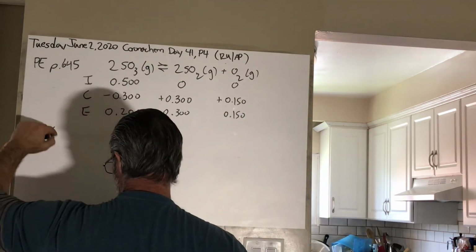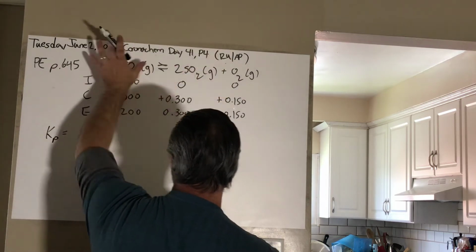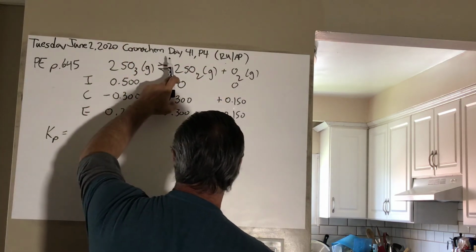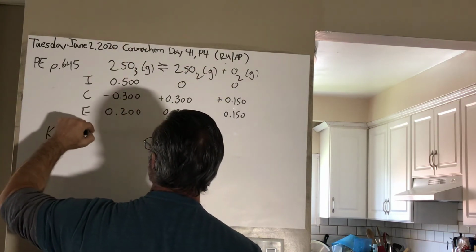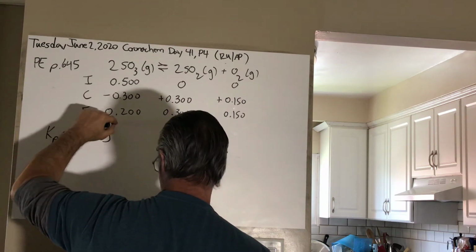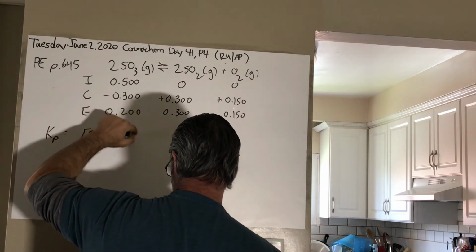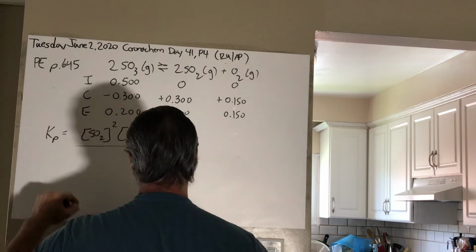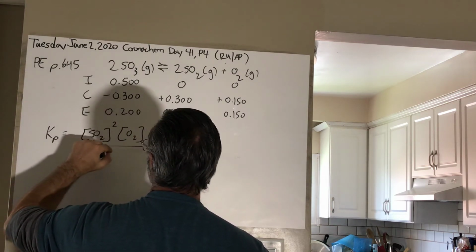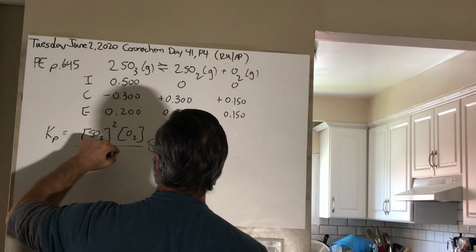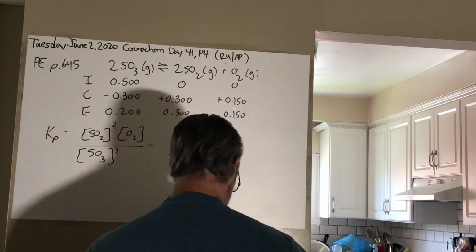The Kp expression is, again, products over reactants. Remember that the coefficients become powers, so the sulfur dioxide pressure is squared times the oxygen pressure over the sulfur trioxide pressure squared, and then just plug in all the numbers.